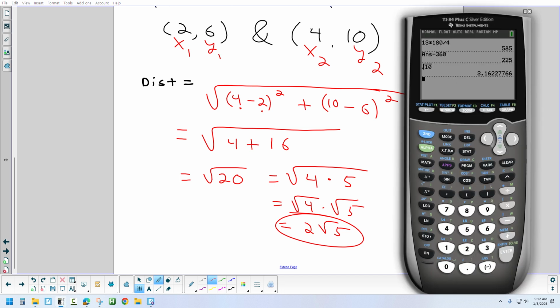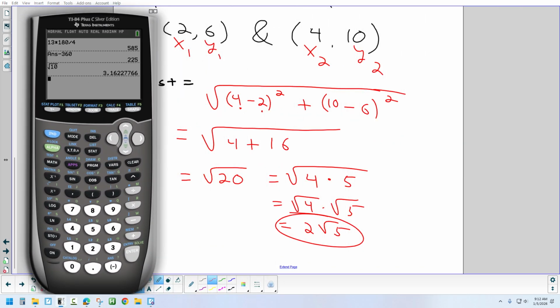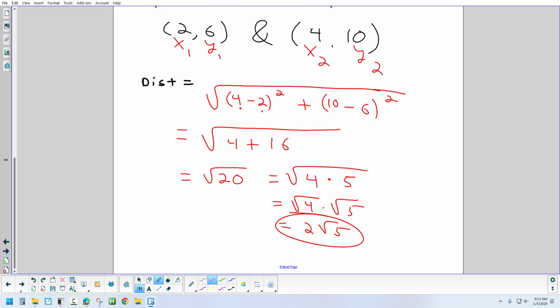Whenever you reduce, if you're not sure if you did it right, it's very easy to check. Type in the square root of 20. That's what you get. Type in 2 square roots of 5. If you don't get the same thing, then you reduced it incorrectly. But we got the same thing. Let's write down.